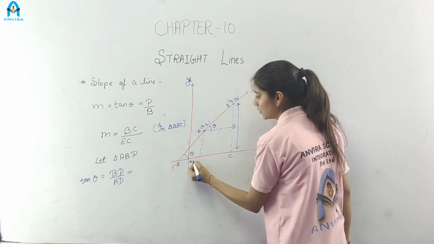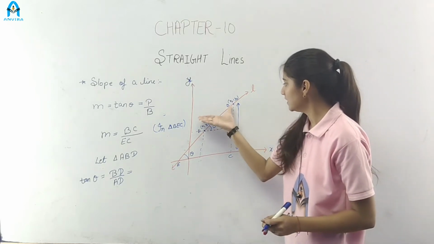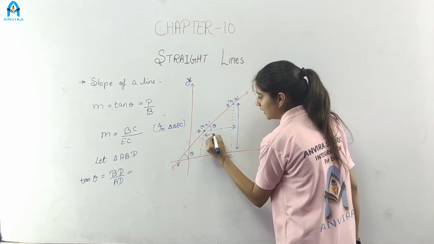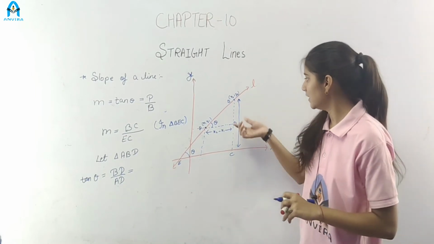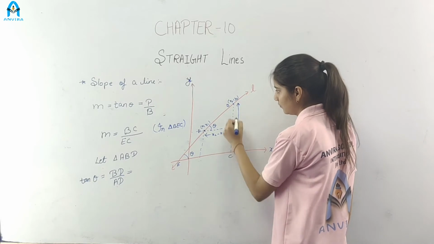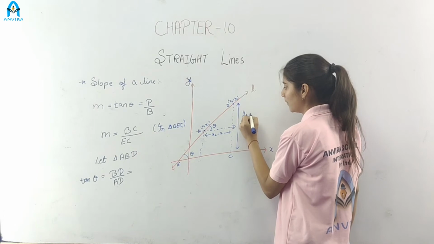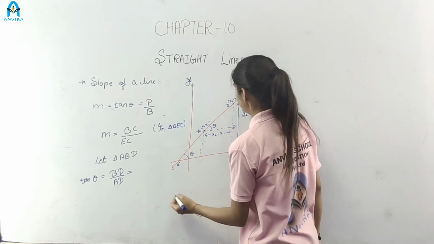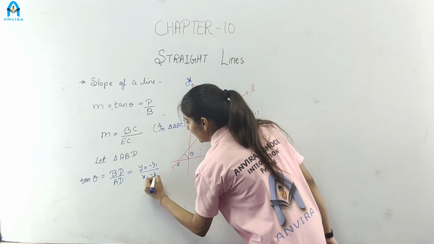If this total length is x1 and this total length is x2, what is this length? It will be x2 minus x1. Similarly, if this total is y2 and this total is y1, what is our BD? y2 minus y1. So I can write it as y2 minus y1 upon x2 minus x1.